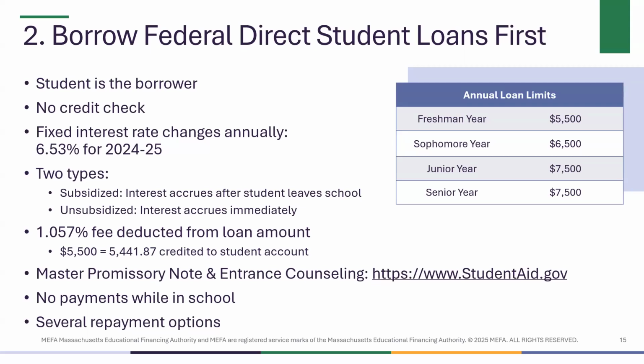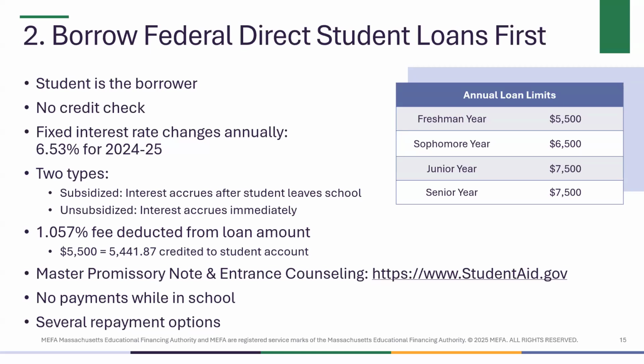Now, there is a small fee deducted from this loan, so you should know when you're looking at loans, if there's a fee, is it going to be deducted from the loan? And in this case, there is over a 1% fee, which really accounts to a small amount, a little over $60 for the year, but it is $60 that won't be applied to the bill. So the full $5,500 of that loan won't be applied to the bill. It will be $5,441.87.